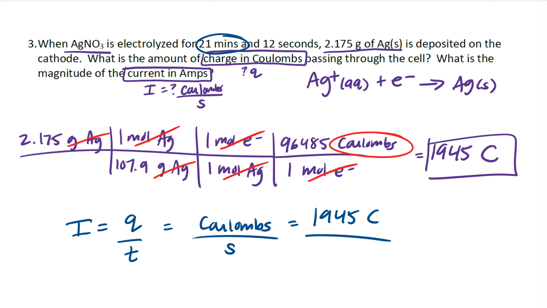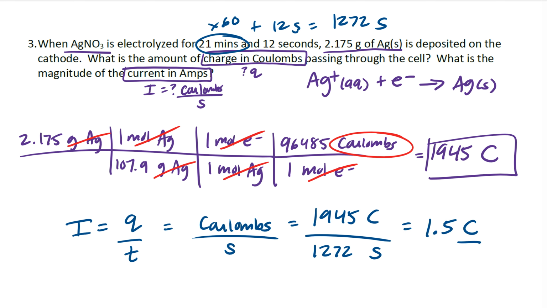So I have 21 minutes, so times that by 60, and you're going to add that to the 12 seconds. And so I have a total time of 1272 seconds. That's what we're going to divide by, 1272 seconds. And we're going to get 1.5 coulombs for every second. And coulombs over second is the same thing as that capital A, amps. So I don't really care: you can write a capital A, or you can write coulombs over seconds, because we know that's the same thing as an ampere, an amp.